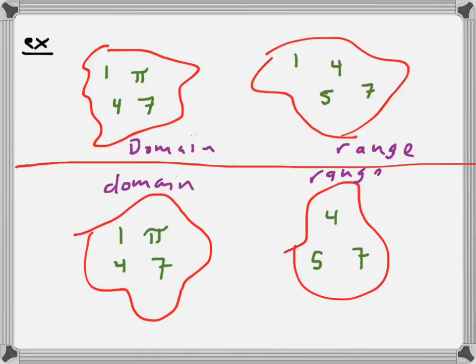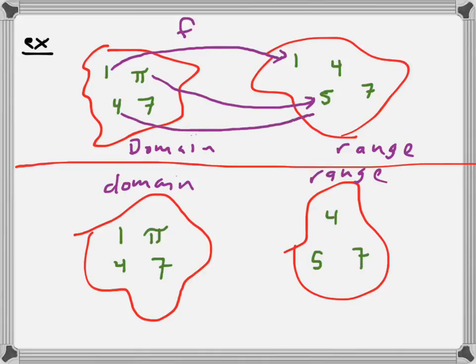I haven't yet defined what this function is. So let's say this is the relationship. We'll just call this f. Let's say if you put in the number 1, it spits out the number 1. But if you put in the number pi, maybe it spits out the number 5. If you put 4 into this function, it spits out the number 7. And if you put the number 7 into the function, it spits out the number 4.